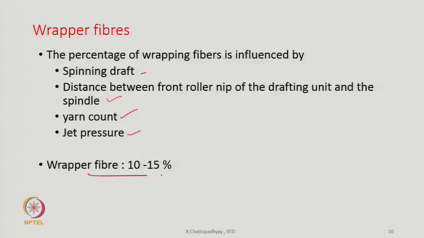So, wrapper fiber percentage, as I said, is somewhere between 10% to 15% most of the time, and we do not try to go beyond this, because there is a possibility that the yarn strength will go down.